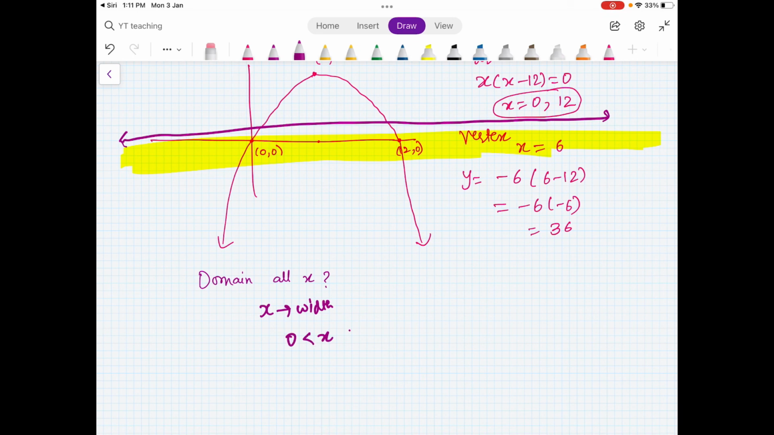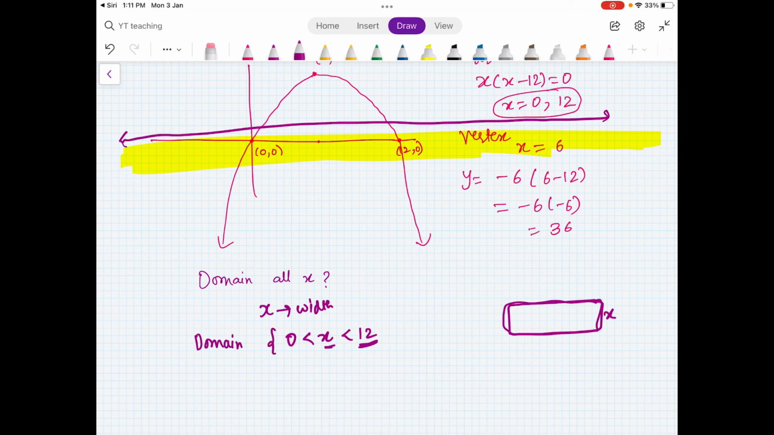And what can be the maximum value of x? So x is your width, and we know that the total is 24. So the maximum value can be 12, and that also we cannot include. Because if your width is equal to 12, in that case your length is 0. In that case it is not a rectangle, so that doesn't make sense. So this is your domain.